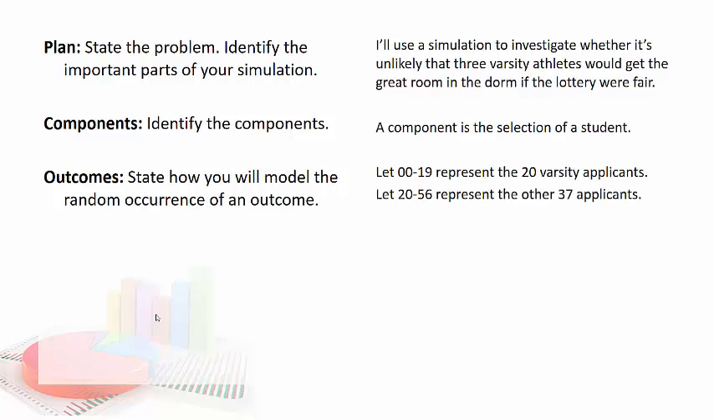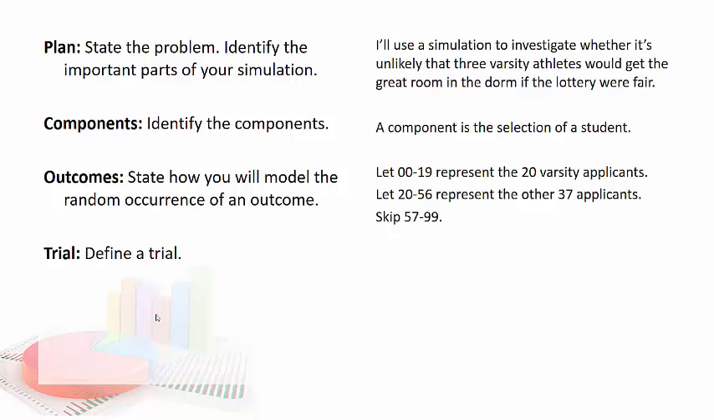We're going to let 20 to 56 represent the other 37 applicants. So 0 through 19 is 20 applicants. 20 to 56 is the other 37 applicants. And then if we get 57 to 99, we're just going to skip those completely. Technically, you could say 01 to 20, and then 21 to 57, and then skip 58 to 99 and 00. But then you have to mention another one to skip. So that's why we kind of use 00 as standard.